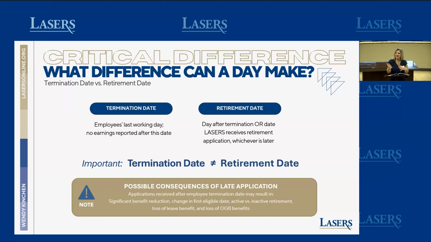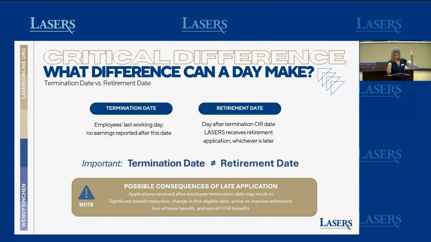Speaking of dates and making sure they're all correct, let's go back to a really big error that often happens, and that is termination date versus retirement date, and what a difference a day can make. The termination date is the last day that that employee is an active employee with your agency. That is the last day that earnings and contributions will be reported for that employee. The retirement date is the day after, or the day that LASERS receives the retirement application, whichever is later.